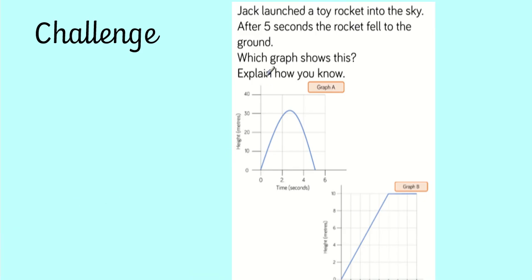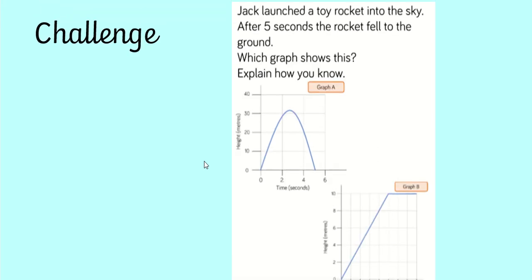Okay, so here is our challenge question. Jack launched a toy rocket into the sky. After 5 seconds, the rocket fell to the ground. Which graph shows this? Explain how you know. Okay, so one of these graphs shows this. And then you need to make up your own story for the other graph. Okay, pause the video and there'll be answers on the next slide.